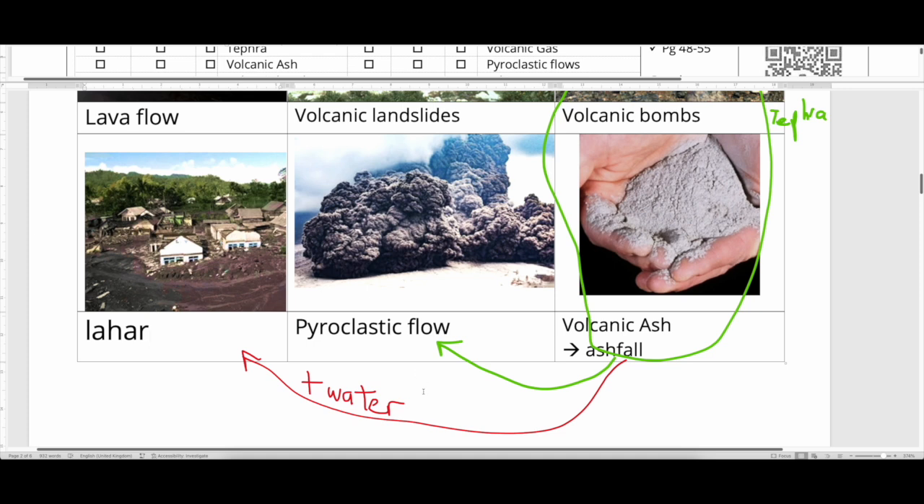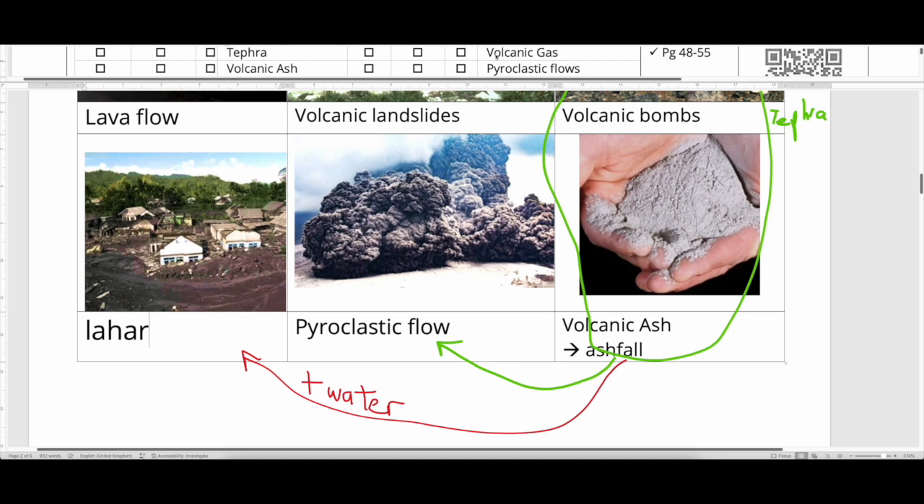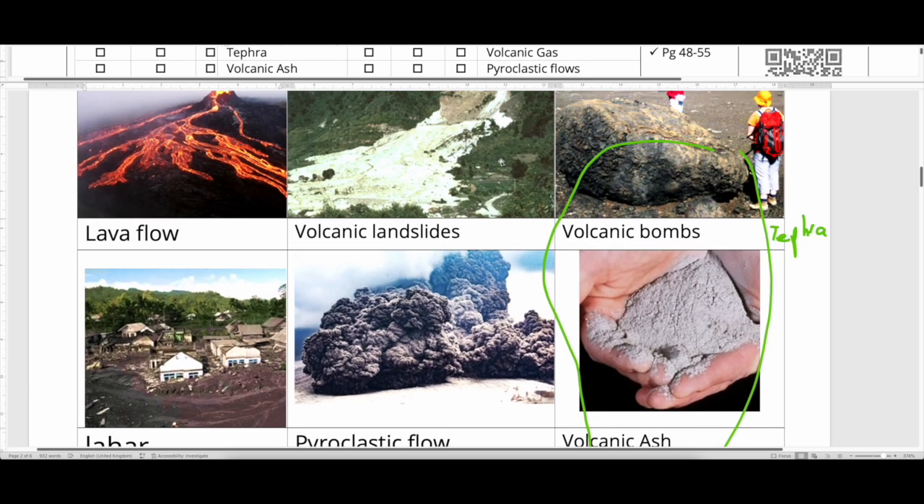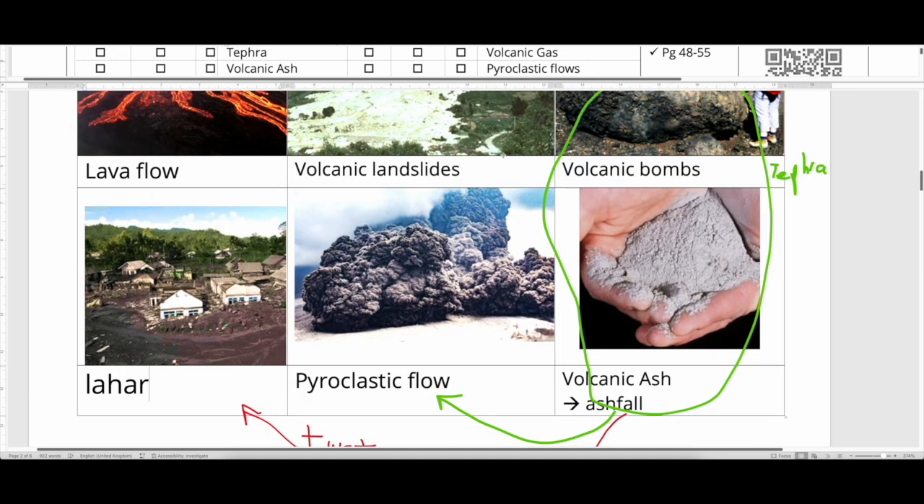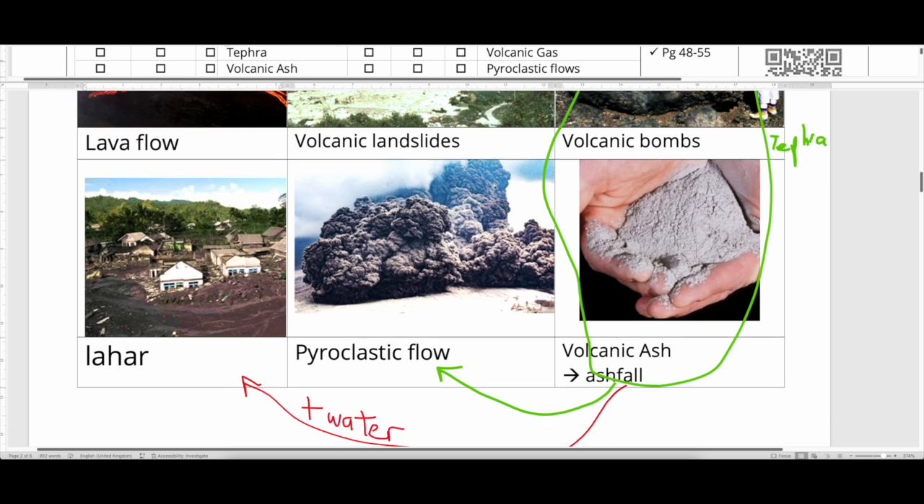Let me show you some pictures and videos of these hazards that we're talking about. The last hazard is volcanic gas. I can't really show you with a picture because gases are invisible, so there's no picture for it.